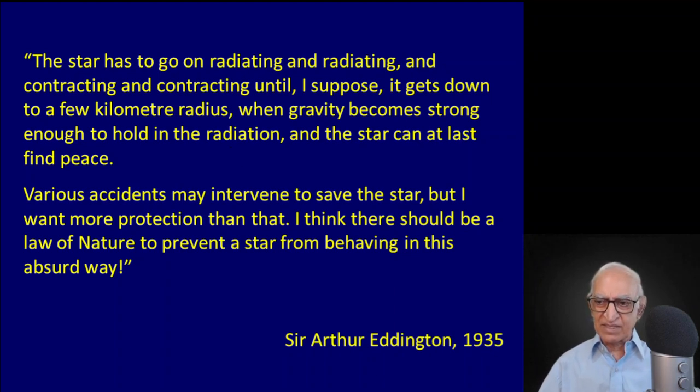But long before that, in 1935, at a meeting of the Royal Astronomical Society in London, in response to Chandrasekhar's paper, this is what Eddington, presiding over that meeting, said. "A star has to go on radiating and radiating and contracting and contracting until, I suppose, it gets down to a few kilometers radius when gravity becomes strong enough to hold in the radiation and the star can at last find peace. Various accidents may intervene to save the star, but I want more protection than that. I think there should be a law of nature to prevent a star from behaving in this absurd way." So that was Sir Arthur Eddington 4 years before Oppenheimer and Snyder's paper.